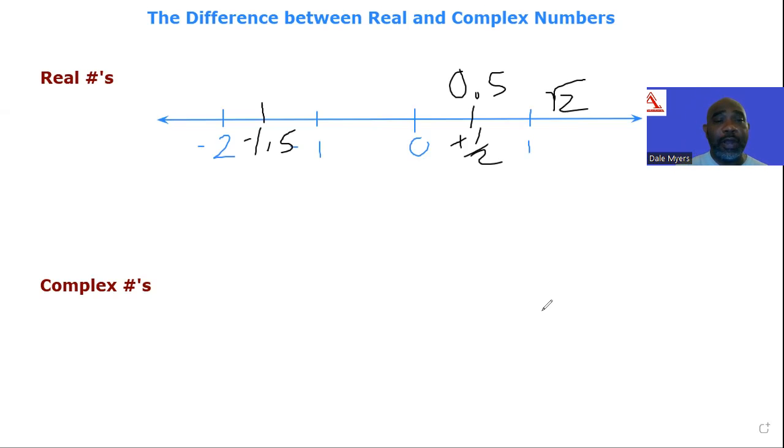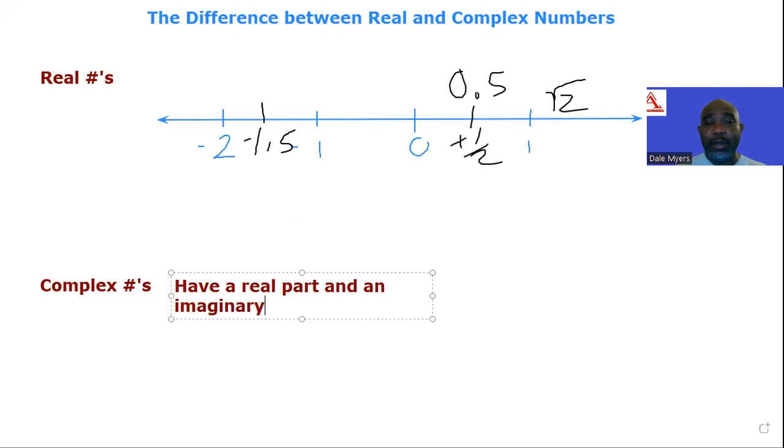Complex numbers, on the other hand, contain a real and an imaginary part. Again, a complex number contains real and imaginary. Here we go. So complex numbers have a real part and an imaginary part. So typically in your math textbook, it says something like written in the form A plus Bi, where A is the real part and B is your imaginary part.